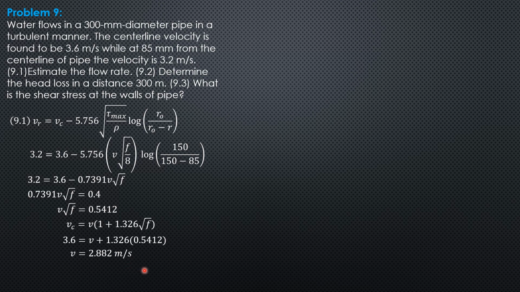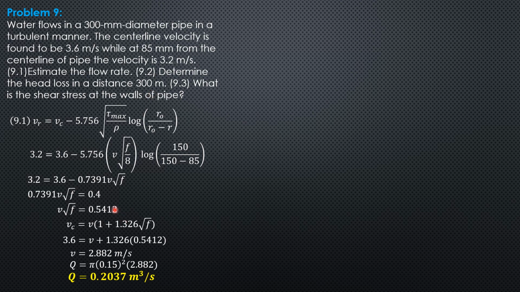So the discharge can now be computed: pi times radius 0.15 squared times 2.882, area times mean velocity. So 0.2037 cubic meter per second. That's the discharge. Next, the head loss in a distance of 300 meters.